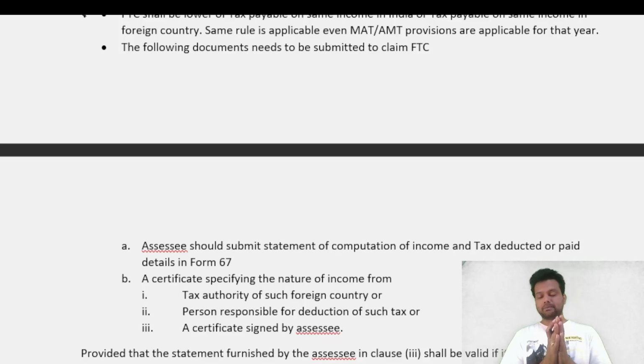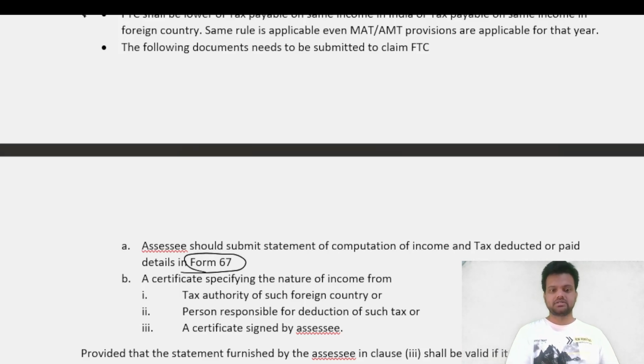Next point is about the compliance requirements. To claim this FTC credit, there are a total of 3 forms or 3 documents that need to be filed. The first document is form number 67. So form number 67, let me highlight here. What is the purpose of this form?